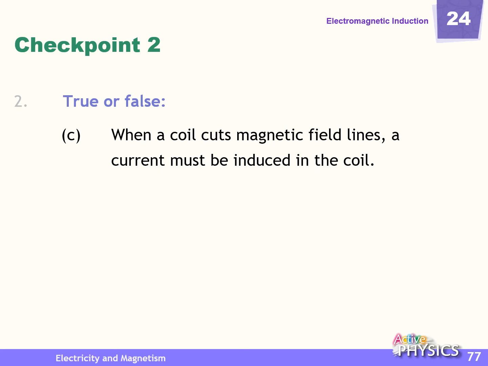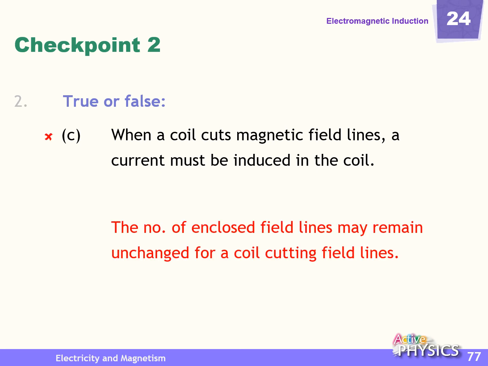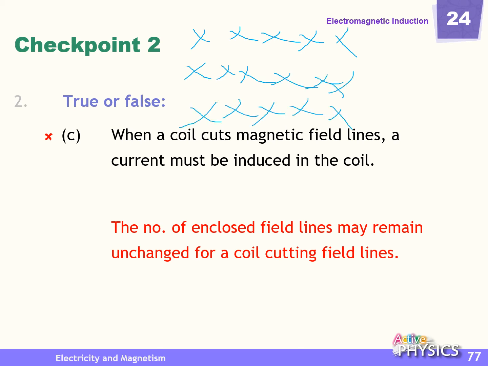Okay, so what's your answer? Now, if the number of enclosed field lines remains unchanged, then there will not be an induced EMF. For example, if you have a very large area of magnetic field and you put a ring moving inside this magnetic field, because the number of enclosed field lines doesn't change, there will be no induced EMF. Even if the loop is cutting the magnetic field lines, if the number of enclosed field lines doesn't change, there will be no induced EMF.